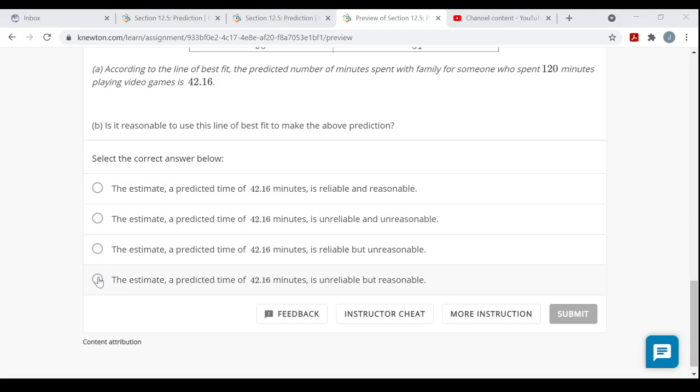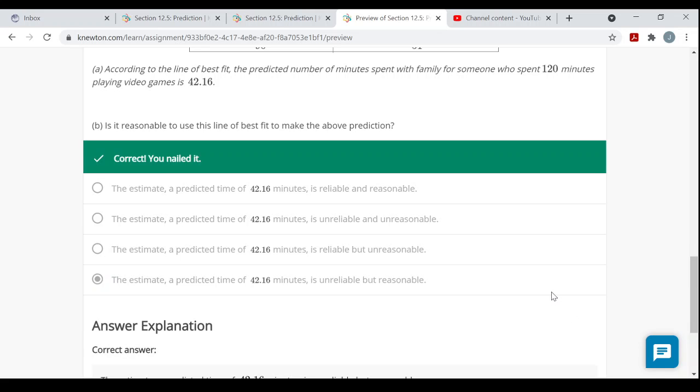Now let's see what they say. I may be wrong, but I feel like that's within the realm of possibility. So I'd say it was unreliable because we're doing extrapolation, but it's reasonable because this is a possible outcome. This is it. All right, great.